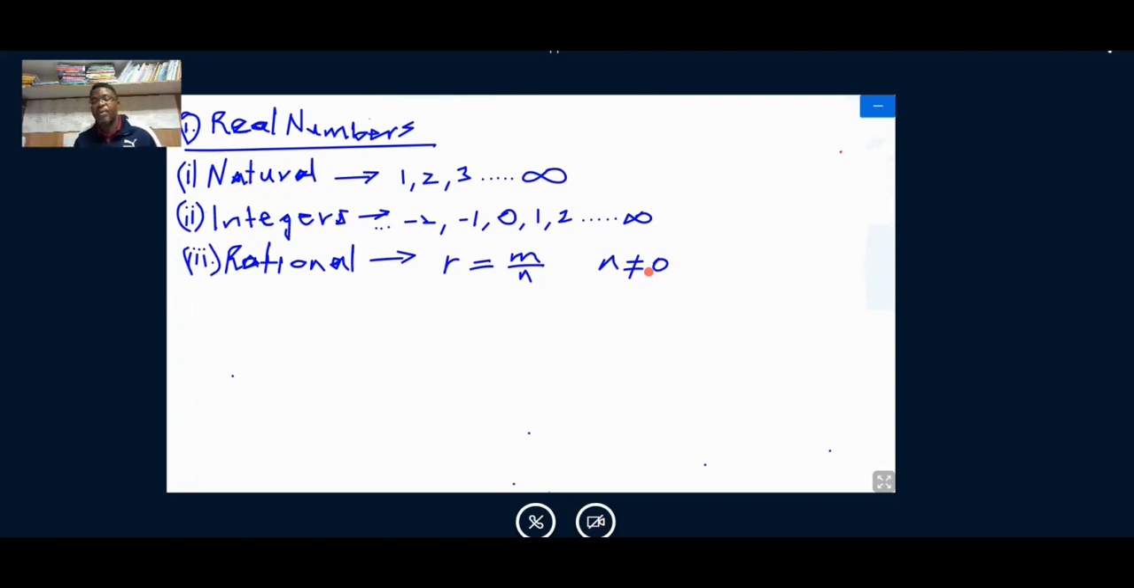Because if N is equal to 0, when you divide any number represented by M, you are going to get an answer that is undefined. That is what you get, undefined. It's meaningless, and we don't want that. Then we come to an irrational number. An irrational number. Here you must pay attention.